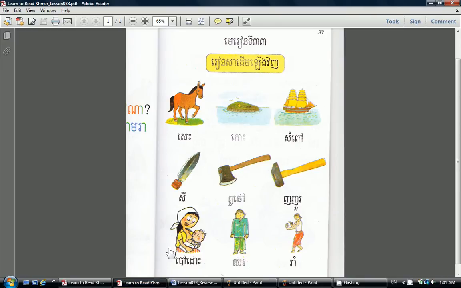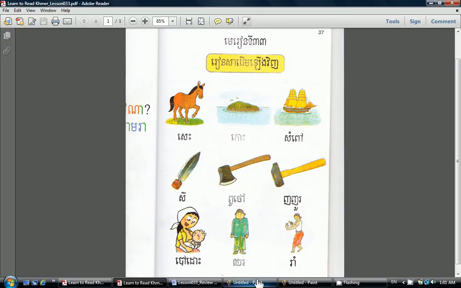Lesson 33 in Khmer, we say Merien Tisamsabai. It's on page 37. In this lesson, we are reviewing what we have learned from lesson 18 through lesson 30 part B and lesson 32. Review lesson. In Khmer, we say Rien Sat Dam Lang Wing.